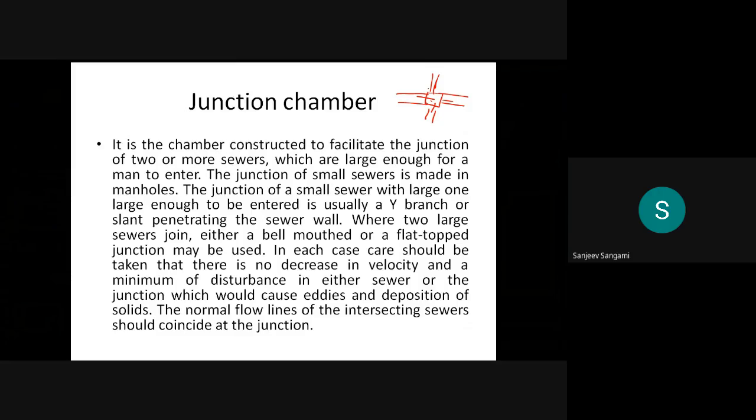The junction of a small sewer with a large one, large enough to enter, is usually a Y branch or slant penetrating the sewer wall. Wherever two large sewers join, either a bell-mouthed or a flat-topped junction may be used. In each case, care should be taken that there is no decrease in velocity and minimum disturbance in either sewer or the junction, as disturbance would cause eddies or deposition of solids. The normal flow lines of the intersecting sewers should coincide with the junctions.